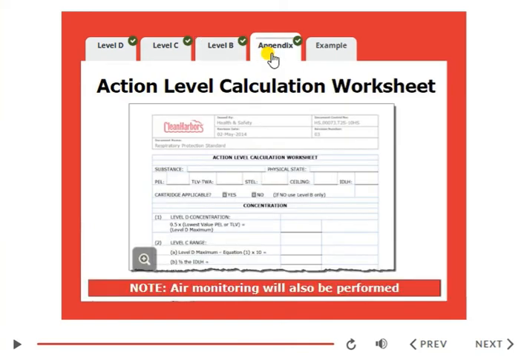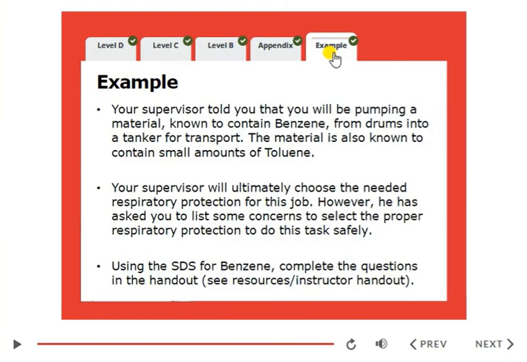The respirator standard, as well as the resources section of this course, includes an action level calculation worksheet. In addition, it is worth noting, along with identifying the action level, personnel will also have to perform air monitoring for the expected chemicals. Now, take a moment to review the action level calculation worksheet and then advance to the next tab for an exercise. Now, using the materials in the resources section or the materials distributed by the instructor, complete the questions on the handout.